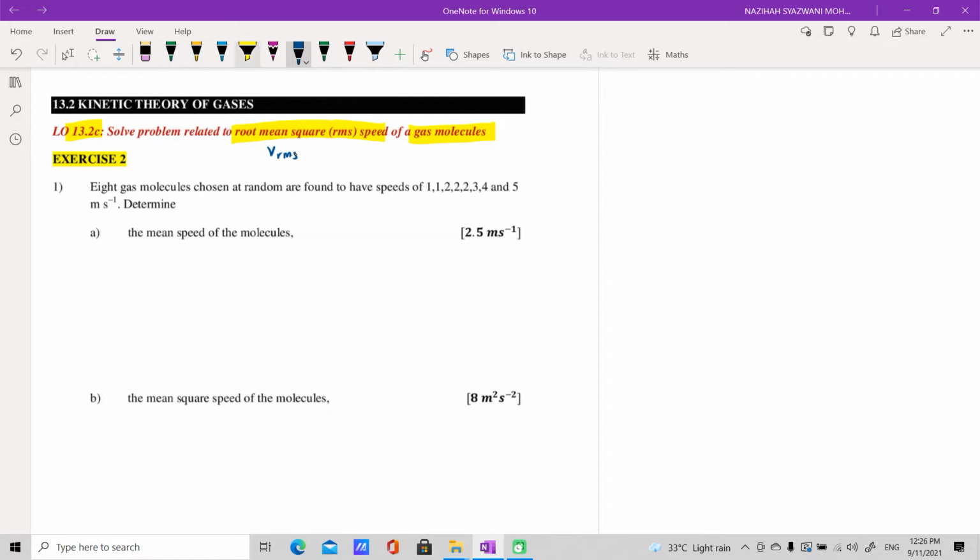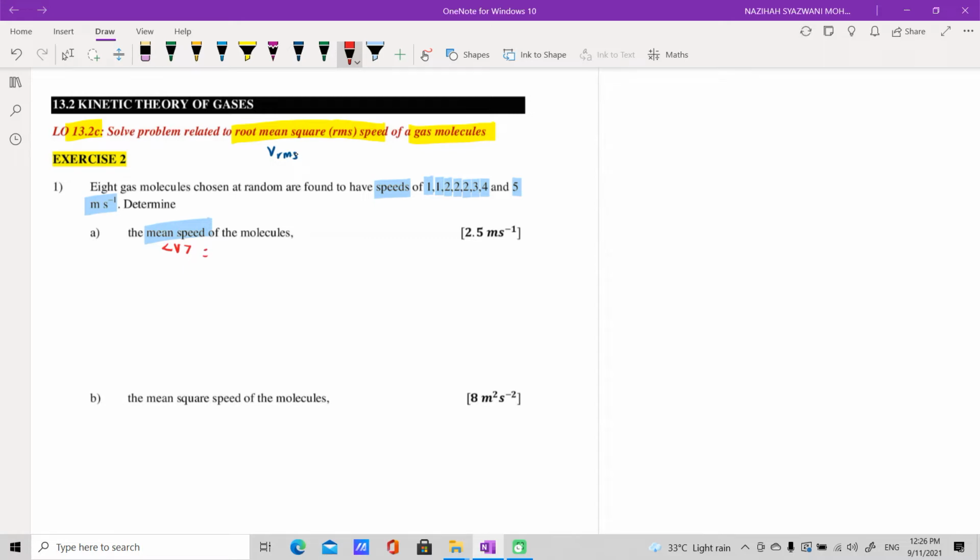So let's go to the first question. 8 gas molecules chosen at random are found to have speeds of 1, 1, 2, 2, 2, 3, 4, and 5 meters per second. Determine the mean speed of the molecules. Okay, now what is the symbol for mean speed of the molecule? Okay, so the symbol for mean speed is actually this. Okay, so this is the symbol for mean speed.